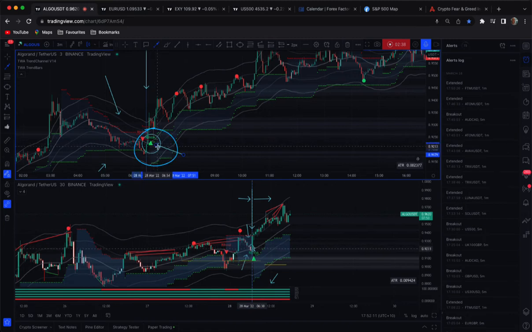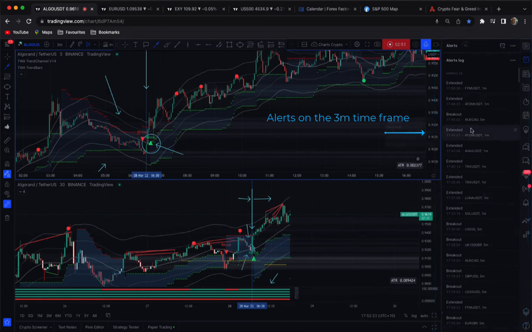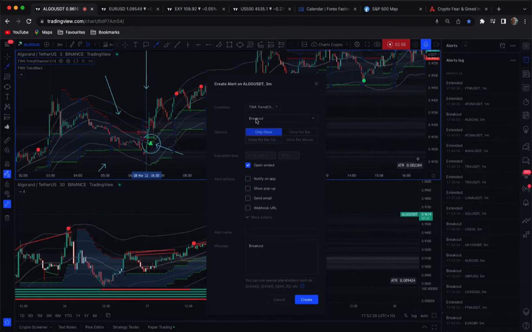Here it is. This is how we set this up. We don't have to set up the alerts on the 30-minute. Let's leave that one alone. We set the alerts up on the 3-minute chart with crypto mainly, 3-minute. It's the breakout alert. And we come in, see it's here, trend channel. There's only two, breakout and extended. So we grab that one, once per bar, go okay, create.